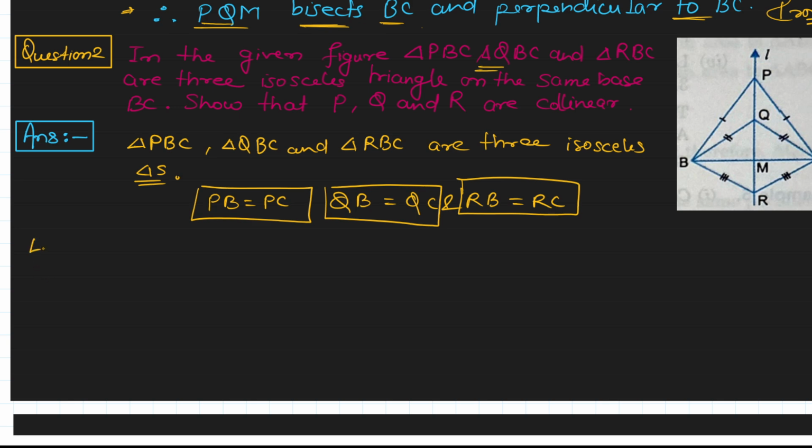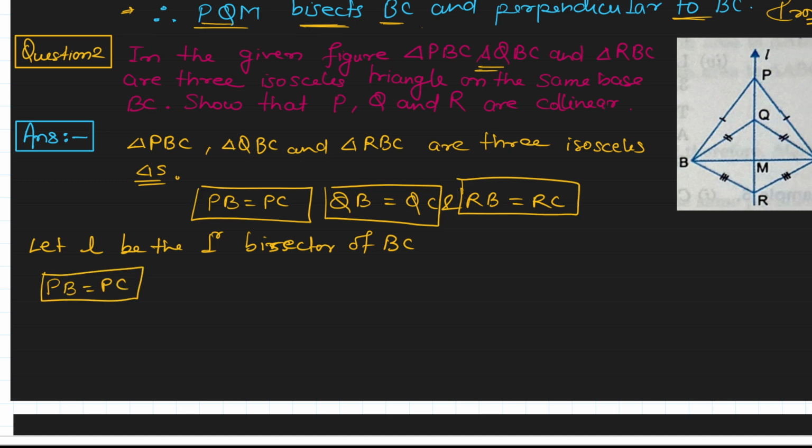So we can consider here, let L be the perpendicular bisector of BC. If I'm taking PB equal to PC here, from PB equal to PC, what can we write? That P lies on the perpendicular bisector of BC.